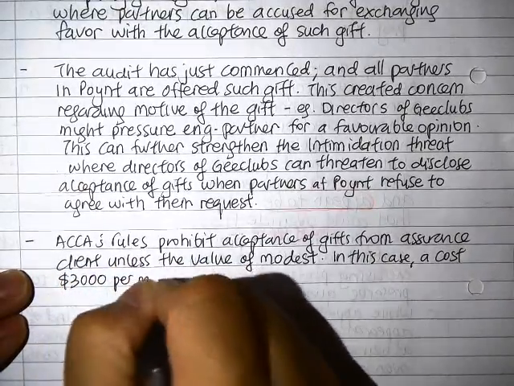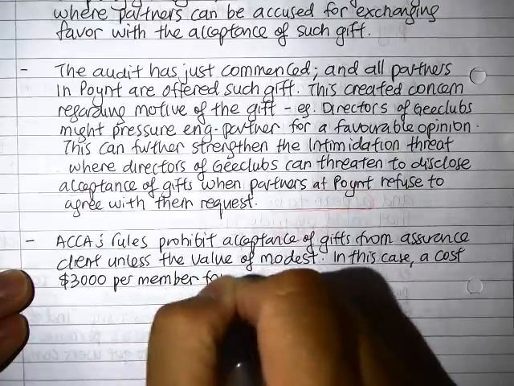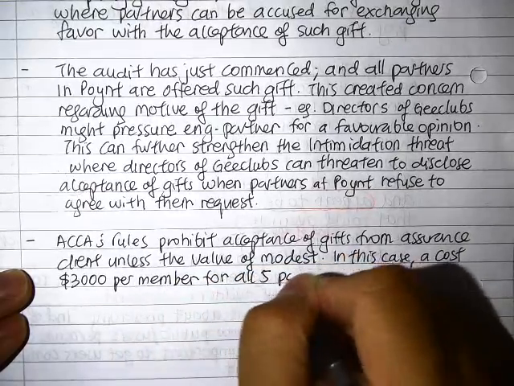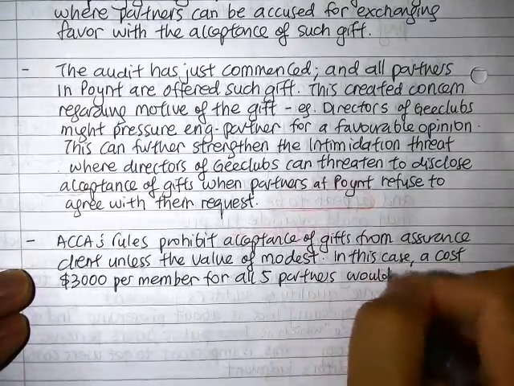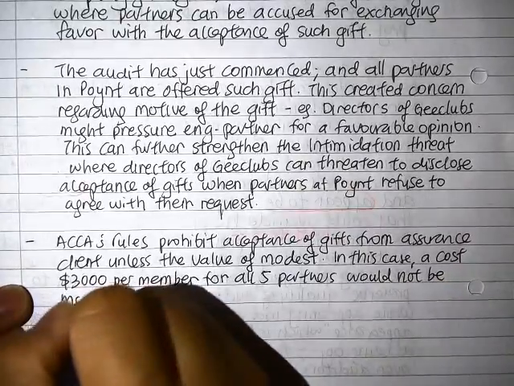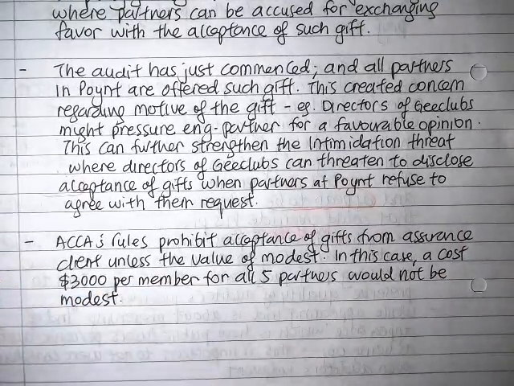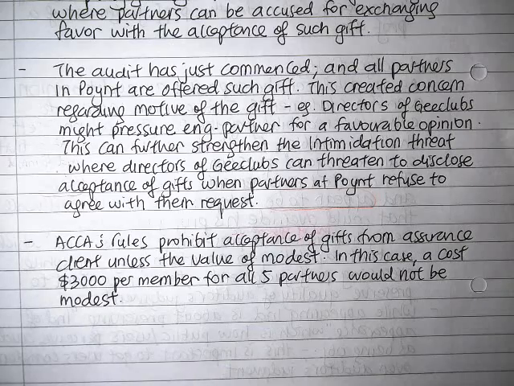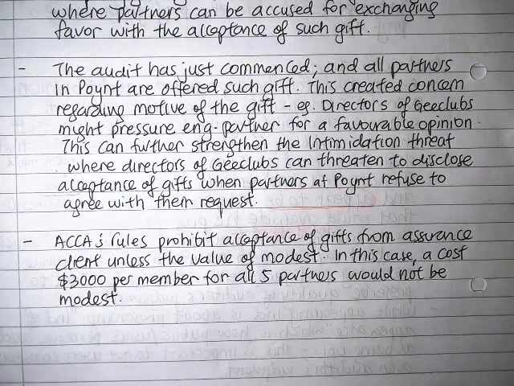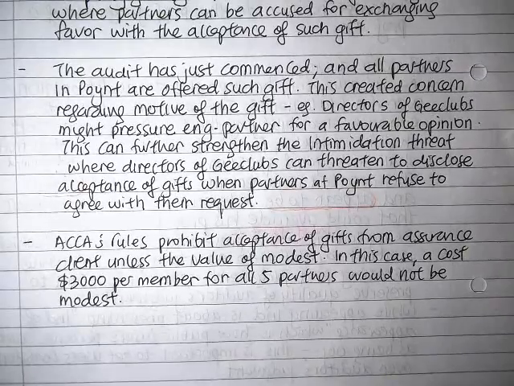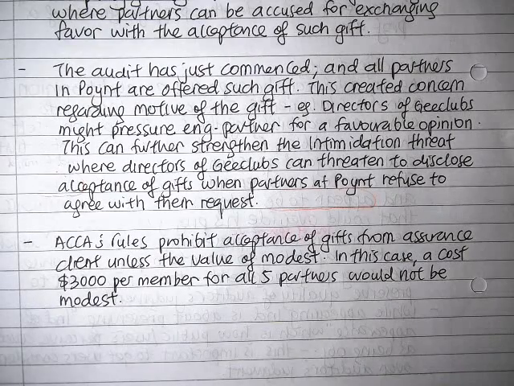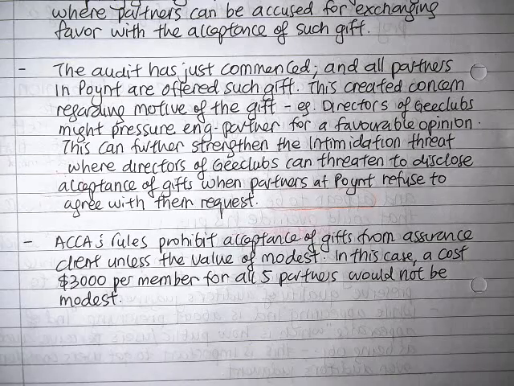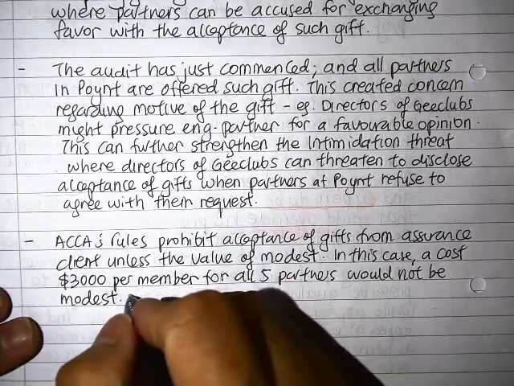So basically, we've identified the threats, we've discussed the issue, and you're supposed to recommend an action, okay? Now, what we're going to say here is the rule. So the ACCA's rules prohibit acceptance of gift from the assurance client unless the value is modest. And of course, you do have to identify the value.